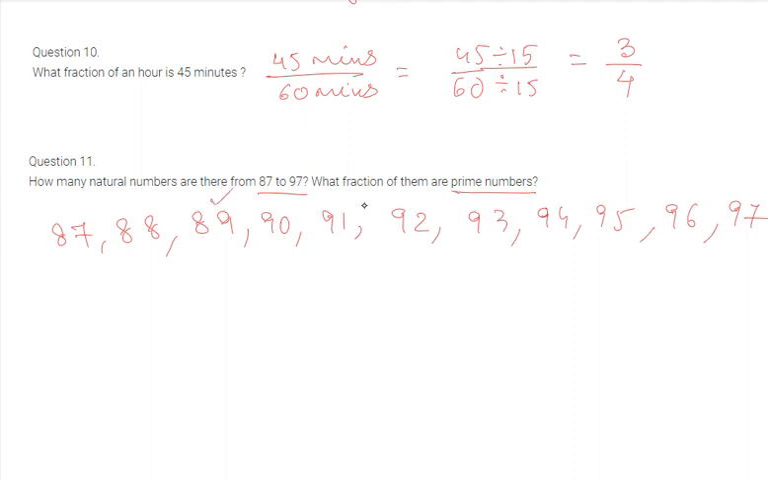And how many of them are prime numbers? So we know 89 is a prime number. Then we have 97 is another prime number. All other numbers are not prime, they are composite, that is they are divisible by some other number. So out of how many are two prime numbers? So let's count 1, 2, 3, 4, 5, 6, 7, 8, 9, 10, 11. So out of 11 there are two prime numbers. So the fraction is 2 out of 11.